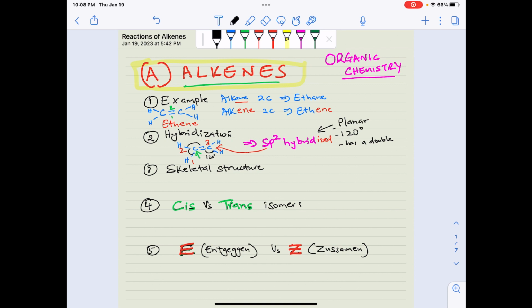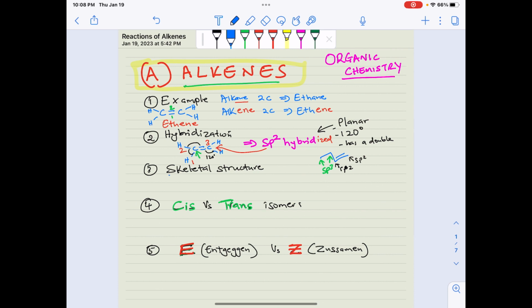Just as a quick review, if you have something that looks like this, here you will see that this is sp2, this is sp2, but these other 2, so that and that, are sp3 hybridized because you actually have 4 bonds on each carbon, and we'll look at that later.